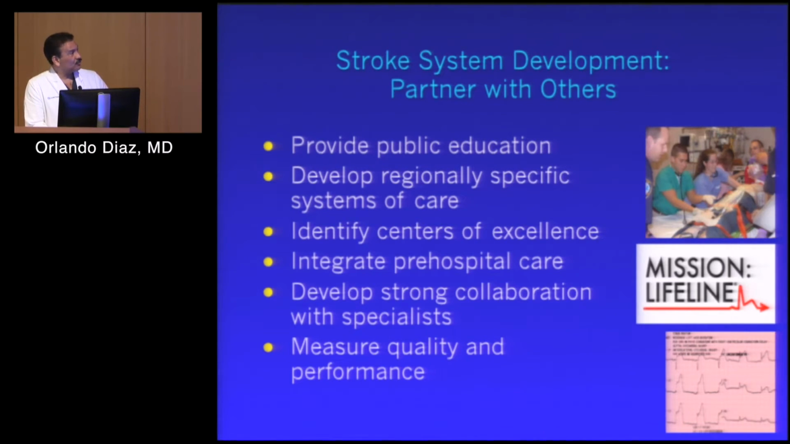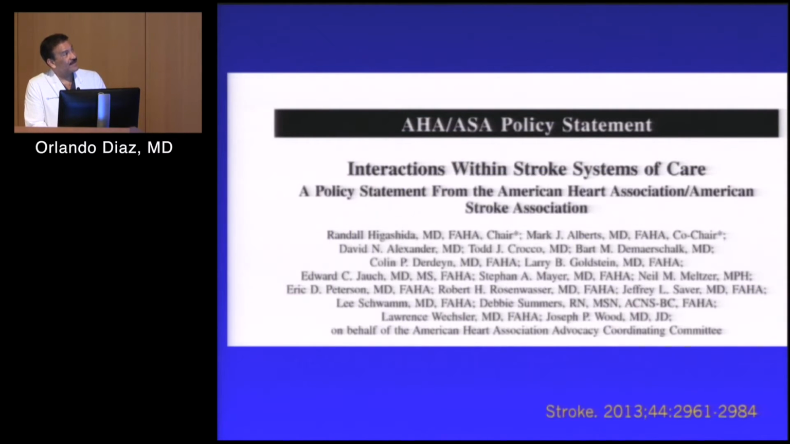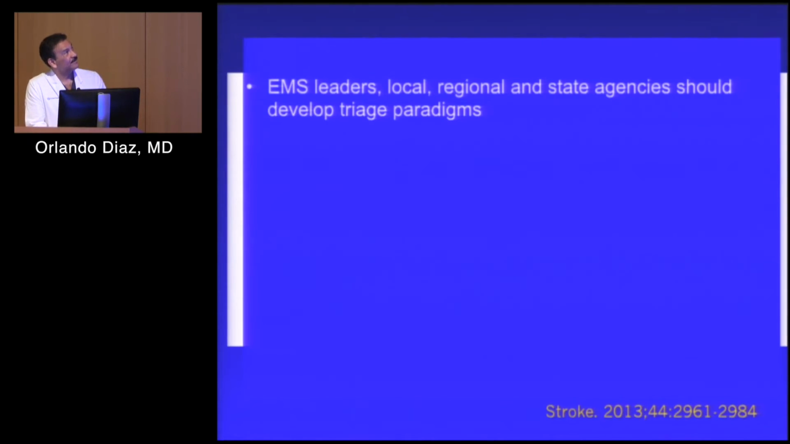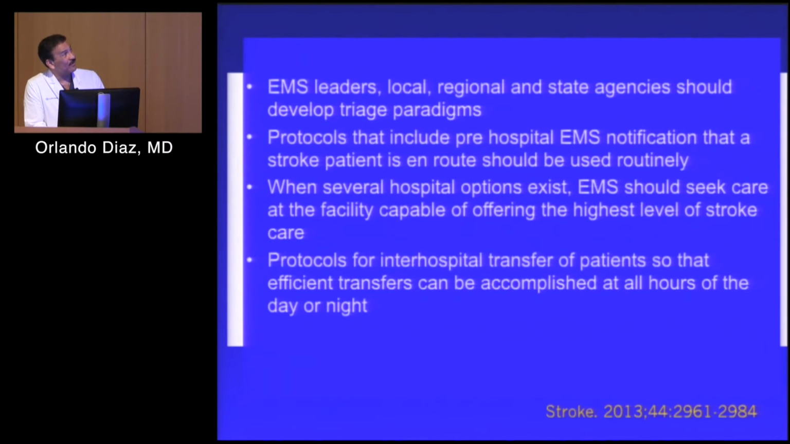We need strong collaboration with the neurologists, interventional neuroradiologists, neurosurgeons, nurses, technologists. They have to understand this. If they don't understand, they are not putting the patient on the table faster. So this has been studied, interaction. And this is part of the interaction, educate. So the EMS has to be involved.